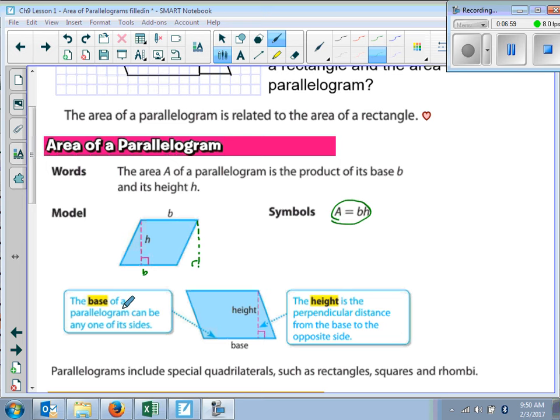Oh, and I already said this. The base of a parallelogram can be any of its sides because opposite sides are equal. The height is the perpendicular distance from the base to the opposite side. Okay, and when we say perpendicular, it's always going to form a right angle at the bottom. Okay?